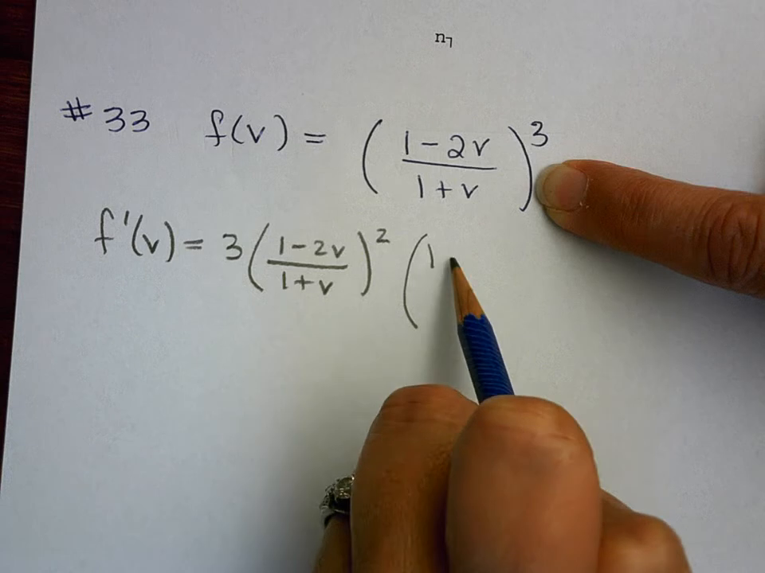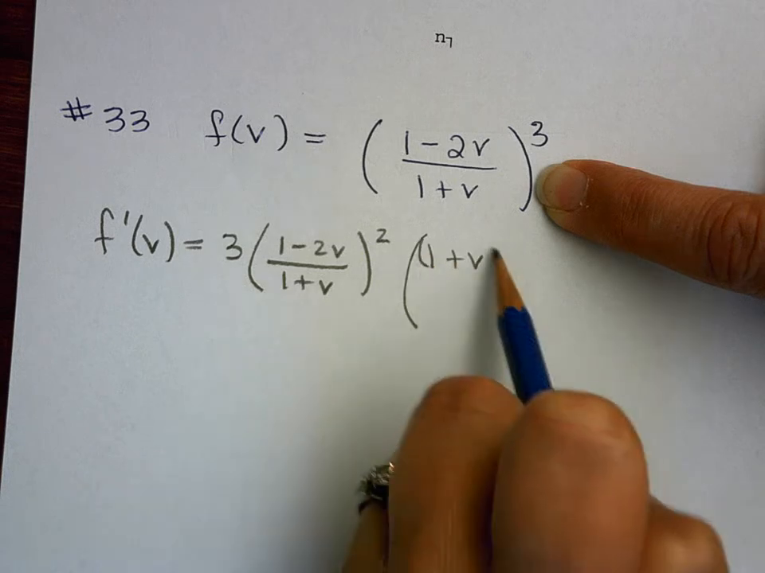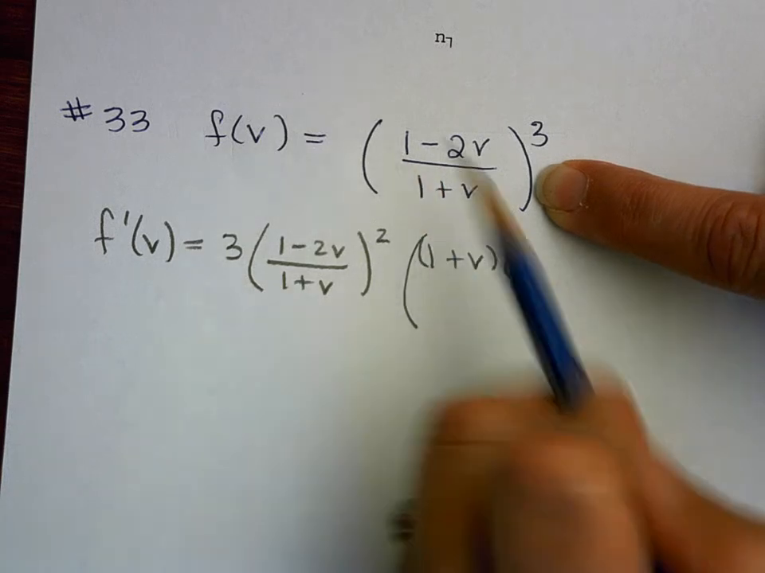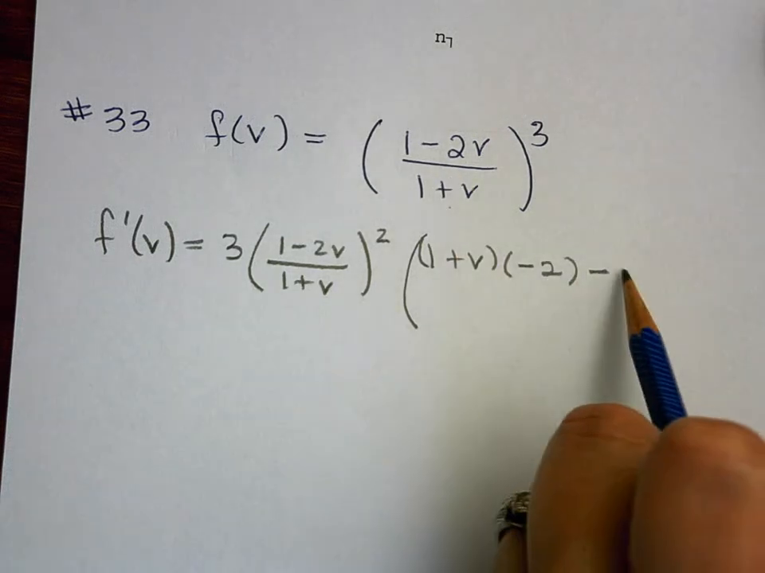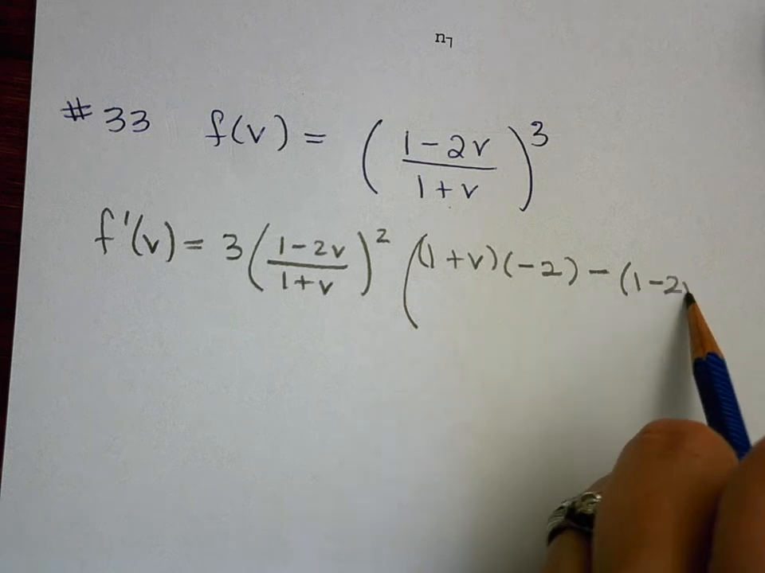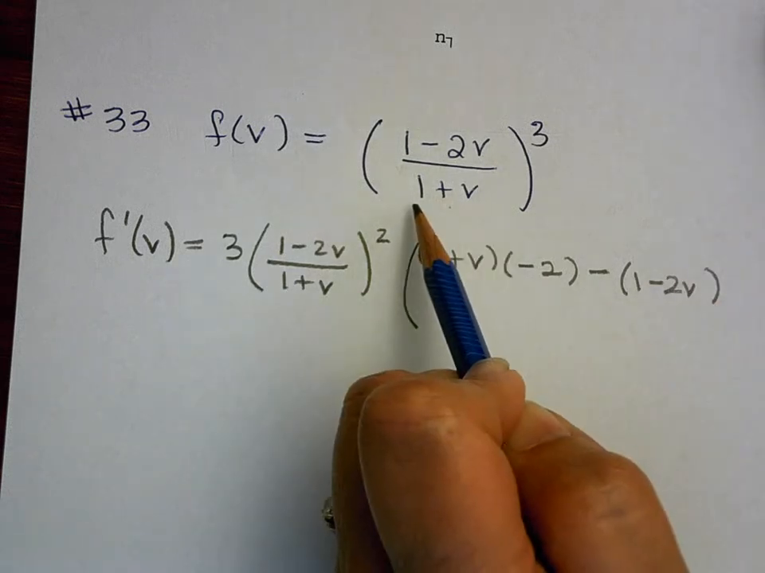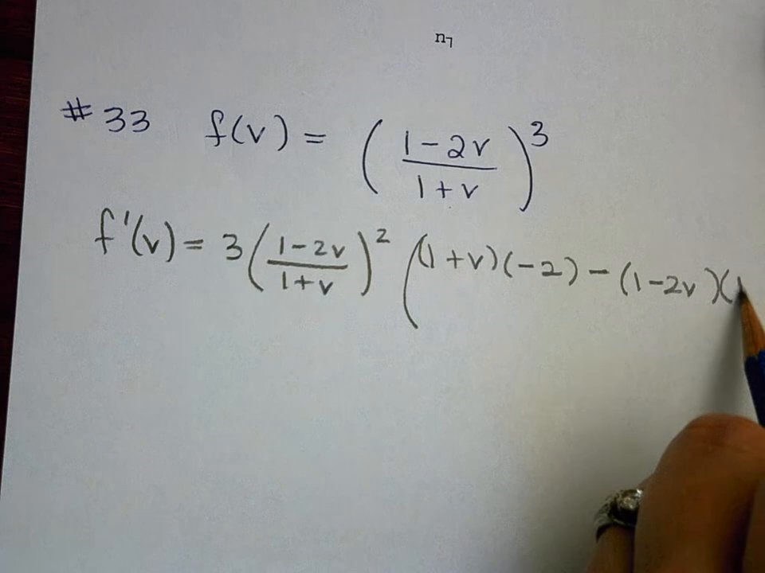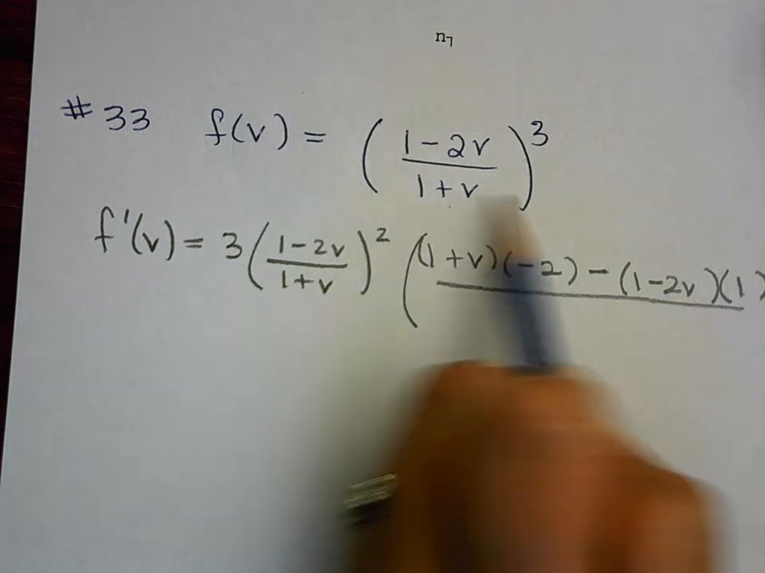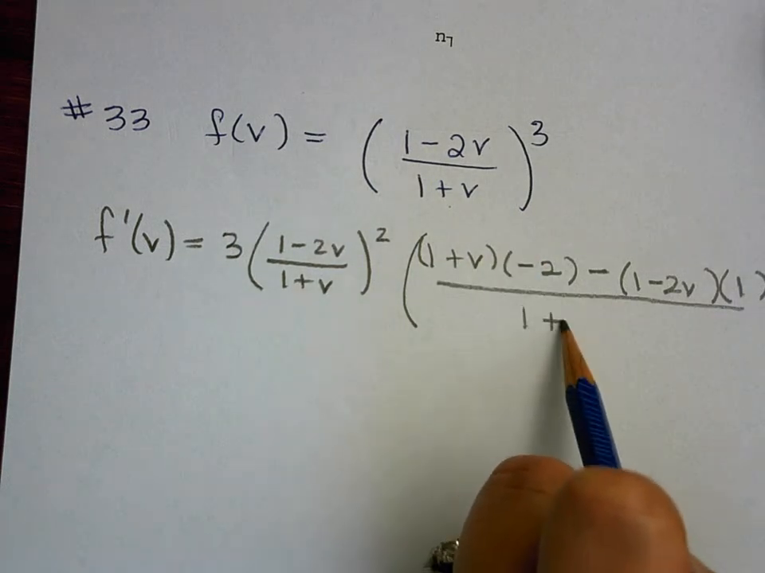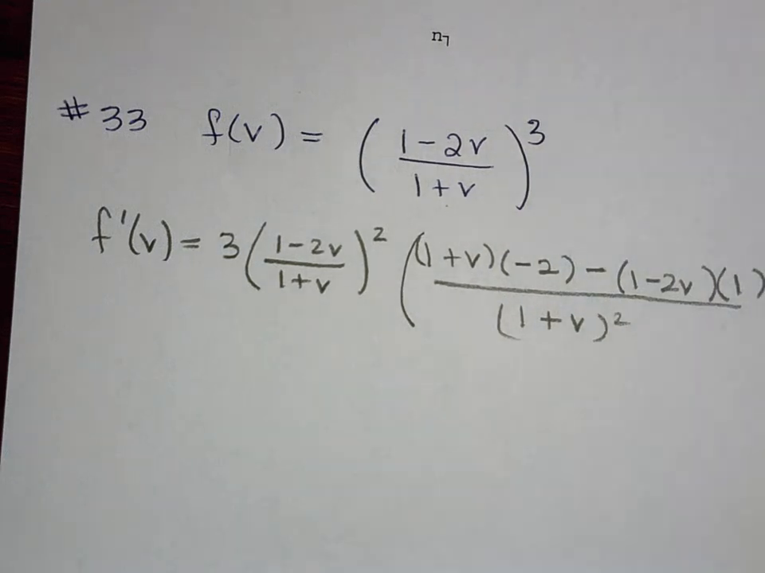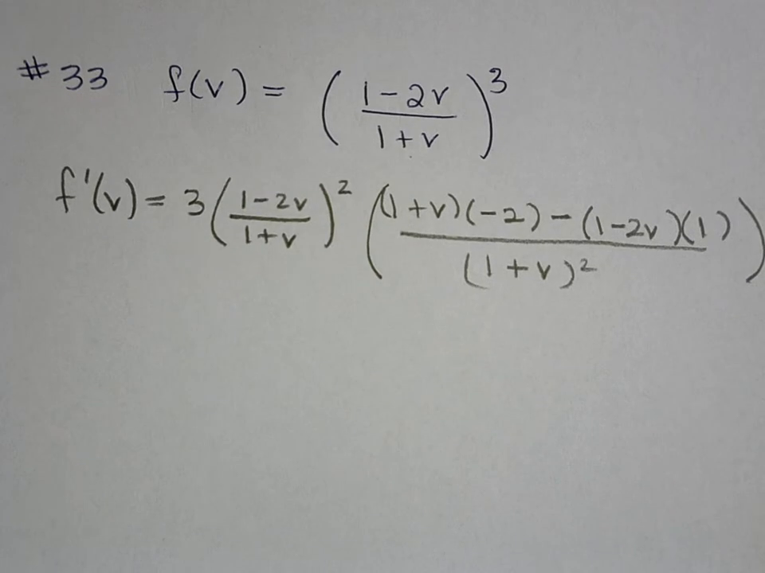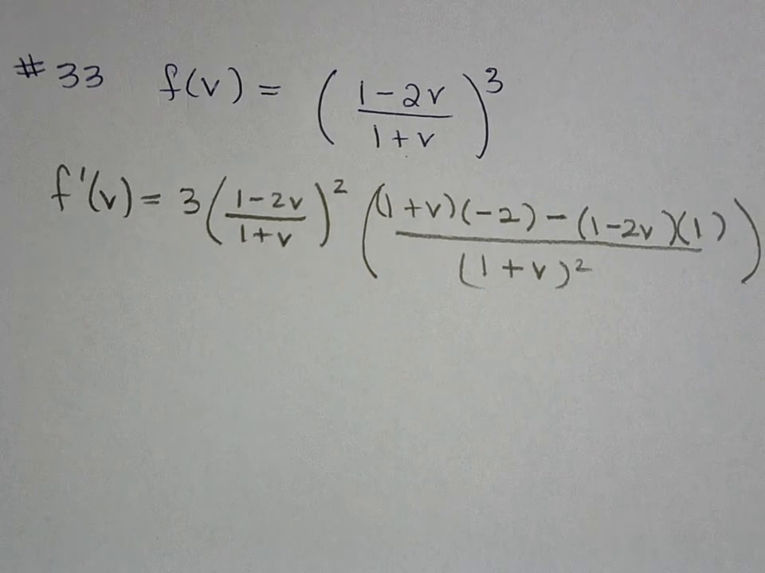So low, and then d high, the derivative of the numerator, so that would be negative 2. So low d high, and then minus high, so leave the numerator alone, and then d low, so the derivative of 1 plus b is just 1, all over the square of what's below. And there we go. I could simplify this actually quite a bit, but I am going to leave that like that.